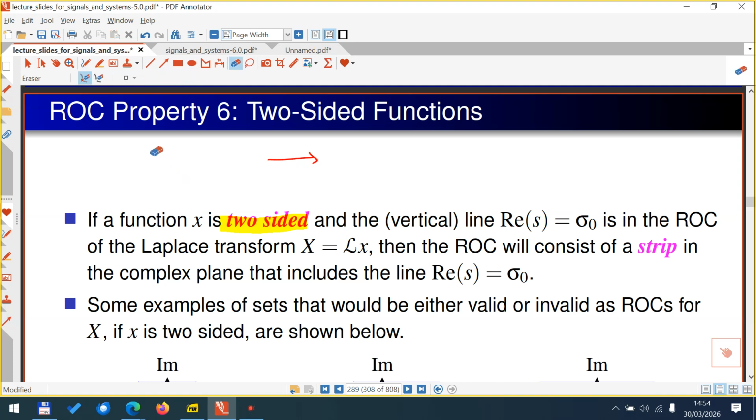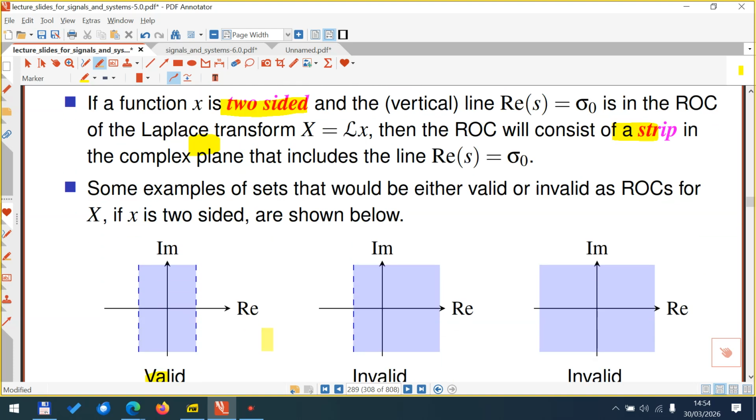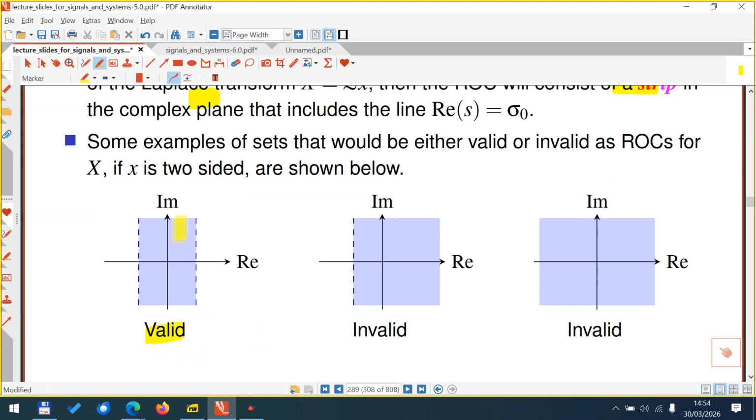Neither left-sided nor right-sided means that it can be non-zero on one side or the other side. So then the vertical line is in the ROC and it will consist of a strip in the complex plane. So it must be in the form of a single strip. Of course, this is not a single strip and this is not a single strip. So how can we justify that it must be in the form of a single strip? By using that idea of the intersection I just shared a while ago.